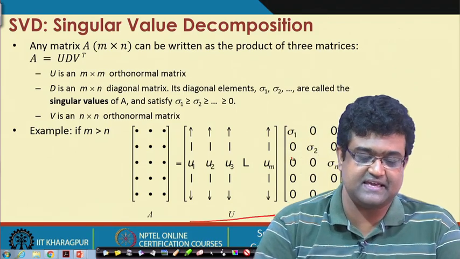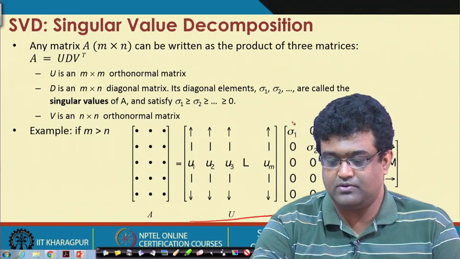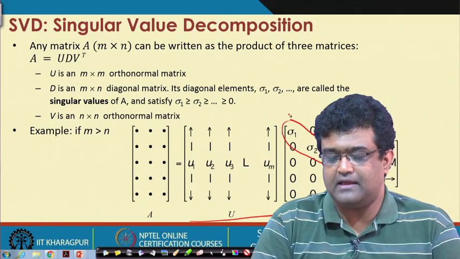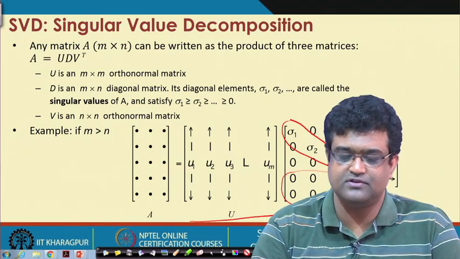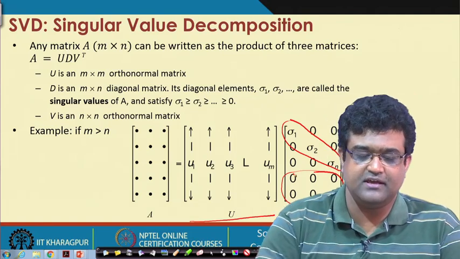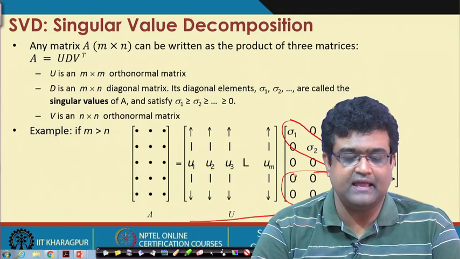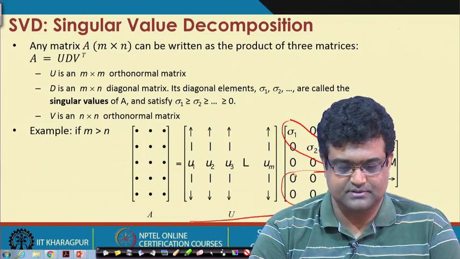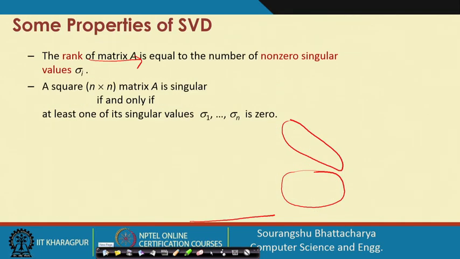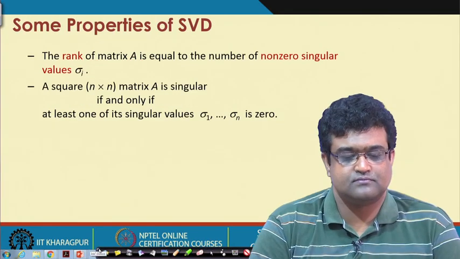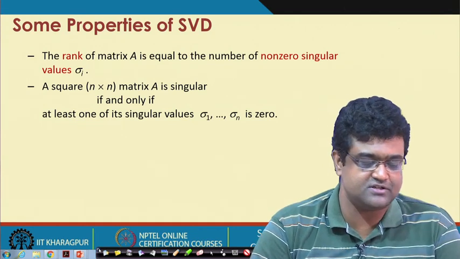In this case, let us say if m is greater than n, it will only have n diagonal values, and all the rest of the values will be 0. And V is another n cross n orthonormal matrix. This way of writing a matrix A is called the singular value decomposition. The singular value decomposition has some very important and useful properties.